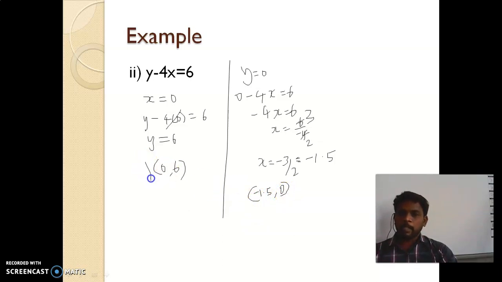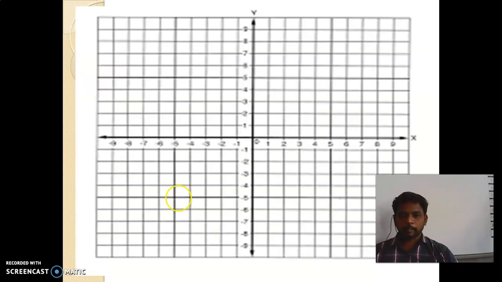Okay, so now these are the 2 solutions. Now I am going to plot these 2 solutions in the graph sheet as in the last example. The first one is (0, 6), right? So this is the graph. 0 is here and 6 is 1, 2, 3, 4, 5, 6. So this will be (0, 6). This is the first point.